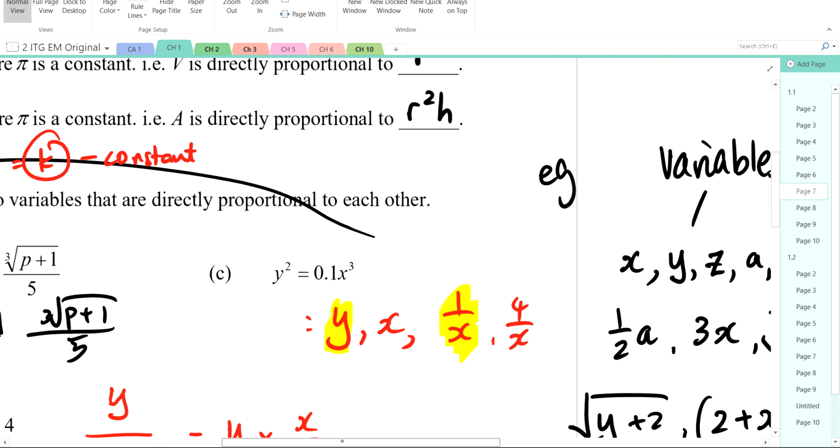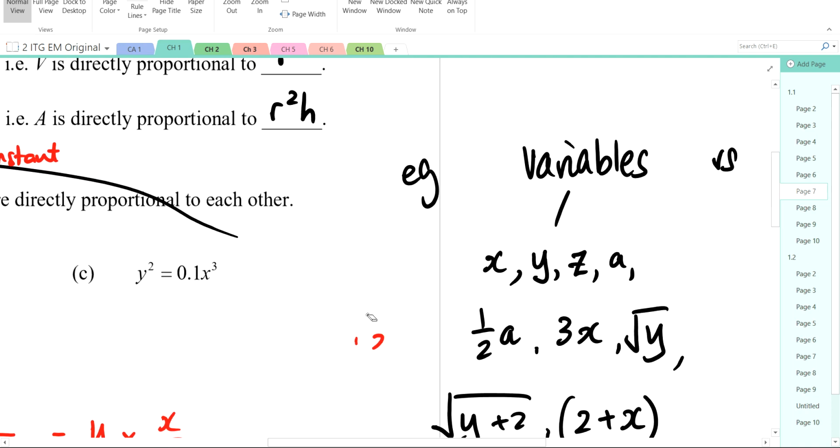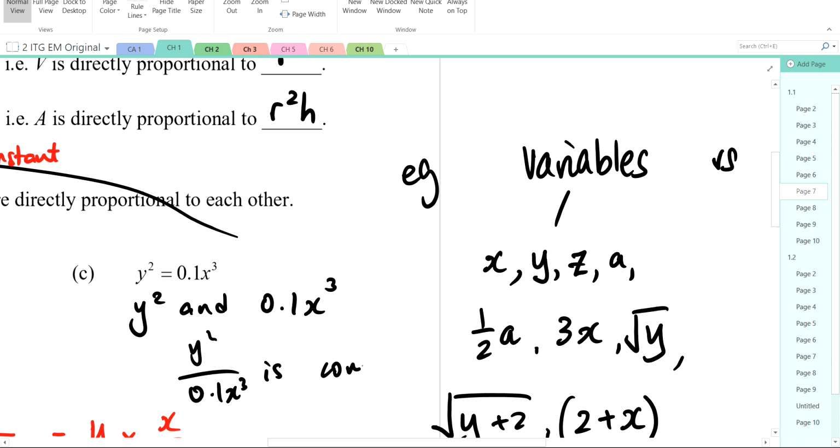How about this one? Y squared and 0.1 x cubed. They are directly proportional, right? Because when I take one divided by the other, what do I have? Is it a constant or variable? Constant. So y squared over 0.1 x cubed is constant.